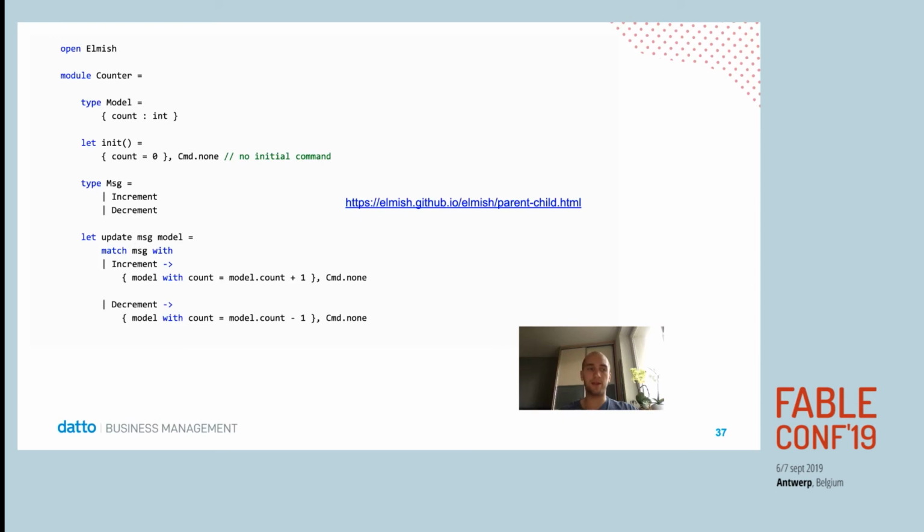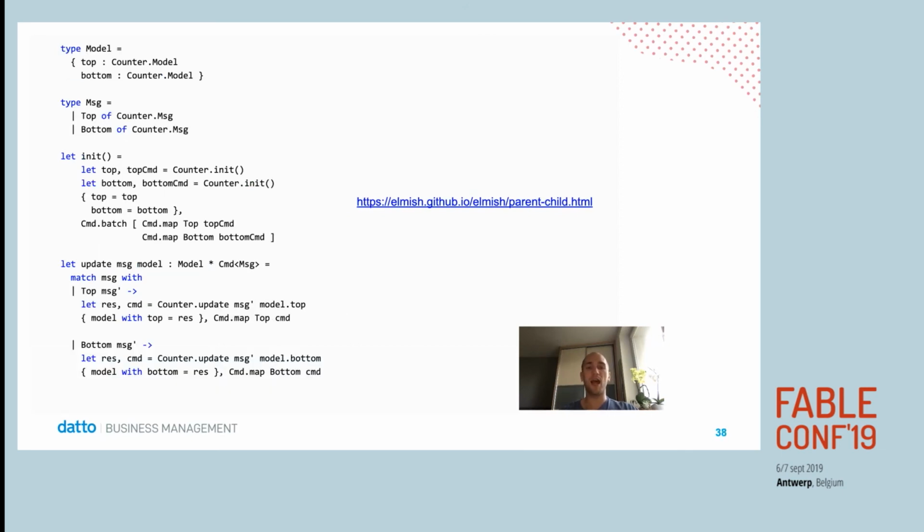It might be that when the application is really small, you might use just a single component for the whole application, but really in practice the applications get more complex than that, which means that you need to boil down to the parent-child architecture. And here I have another snippet from the parent-child site from the Elmish documentation, which shows this concept.